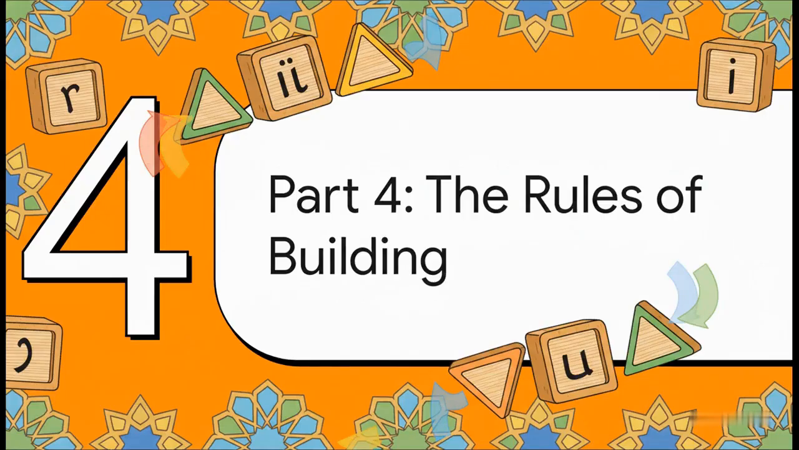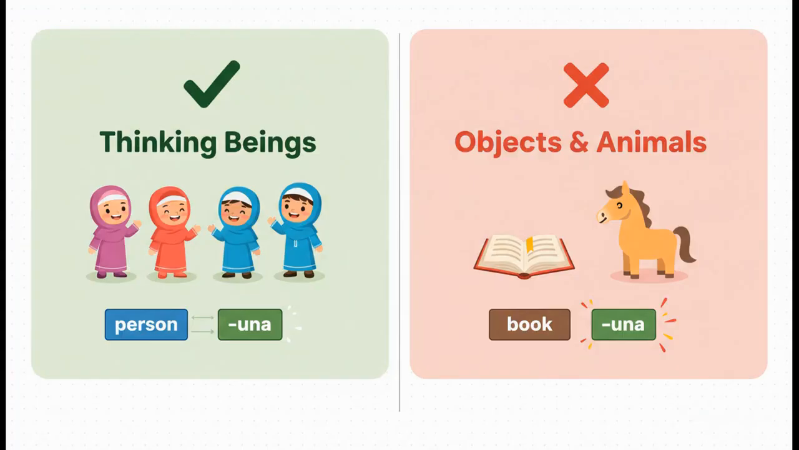Now, you know how when you're building with real blocks, you can't just stick any piece anywhere you want? There are some simple rules to make it all work. Well, the same thing is true for our amazing word blocks. So, here is the biggest rule for our Una tower block. Think of it like a VIP pass. It's a special block that's mostly used for thinking beings, like people. It doesn't usually work for objects, like our book, and it doesn't usually work for animals. It's a VIP block mainly for groups of people.